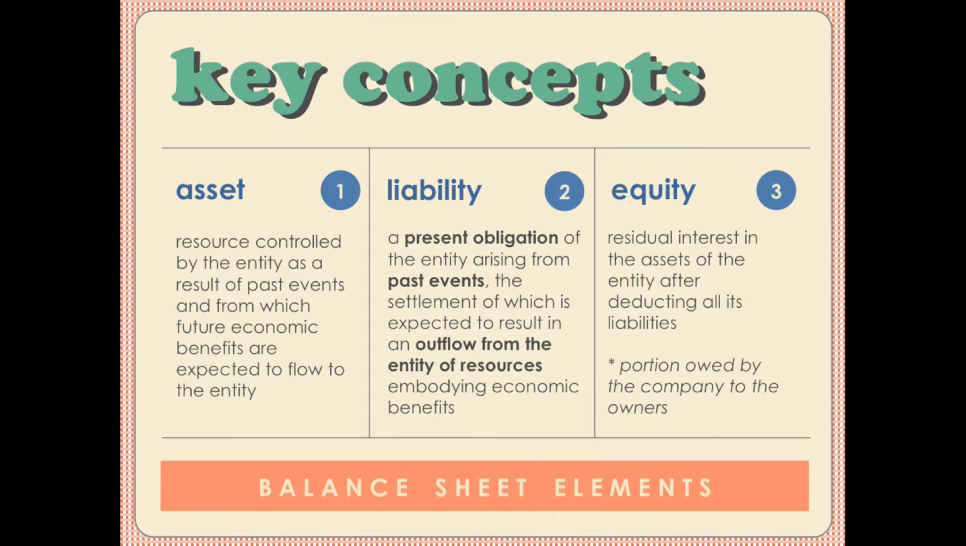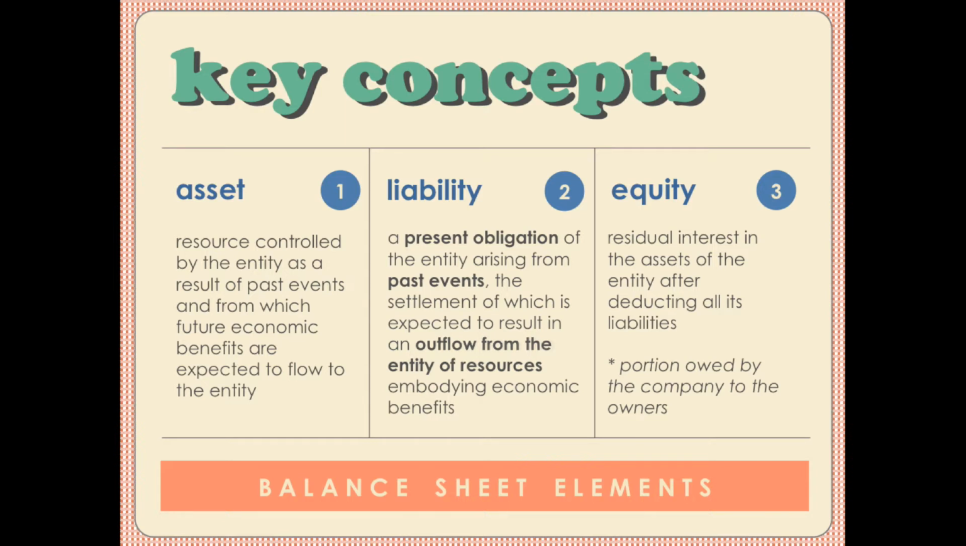Like assets, the obligation should arise from a past event and not something that will occur in the future. Third, an outflow of resources is expected, meaning the company will make use of its resources to settle the obligation or to fulfill its responsibility. For example, the company will use its cash resource to pay off its bank loan, the obligation.